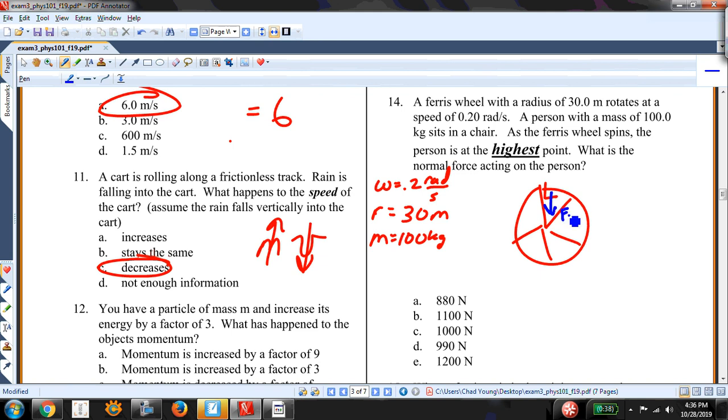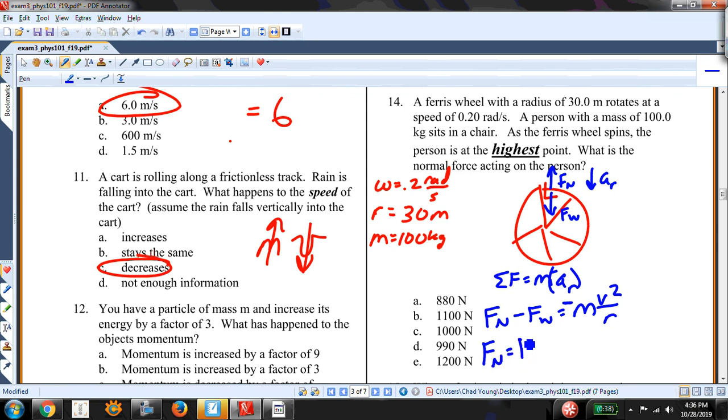I have a weight going down. I have a normal force going up. And my acceleration is in the radial direction downward. So I say the sum of the forces equals ma. That a is r, and it is a negative value. Sum of the forces is Fn minus Fw equals negative m v squared over r. And I solve for Fn. Fn equals Fw minus mv squared over r.